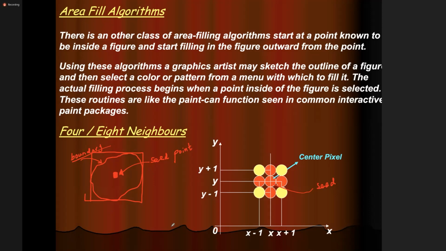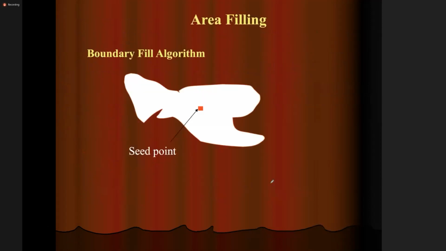Let's see now, when we click the paint bucket on some pixel, how that will work. Here we have the seed point, the boundary is available, and the boundary color is some other color. First we are going to discuss an algorithm called the boundary fill algorithm. Let's see how the boundary fill algorithm works.